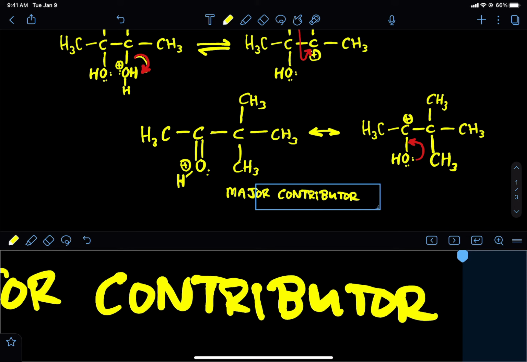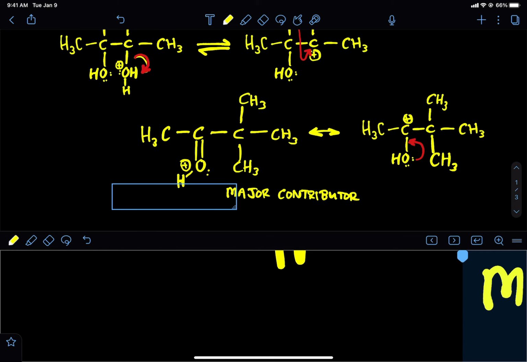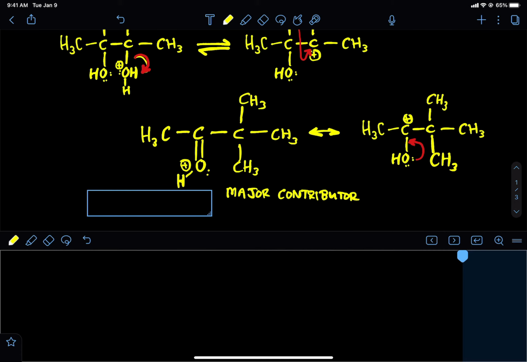That's our major contributor. All we have to do at this point to get to our ultimate pinacol product is remove the excess proton from the oxygen. This can happen either by the conjugate base of sulfuric acid, so H2SO4 could do this. Also, water could do this, because remember, we did push off a water molecule. So we have two weak bases floating around. Which one you choose, I don't think typically matters. Your professor may or may not have a preference. I'm just going to show water doing this.